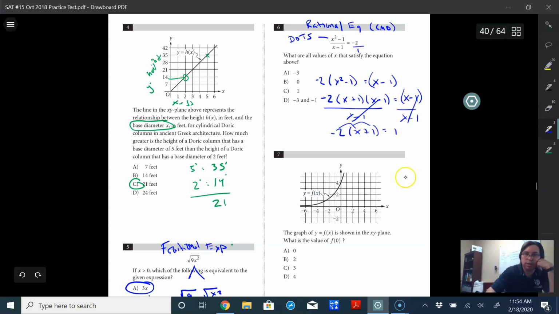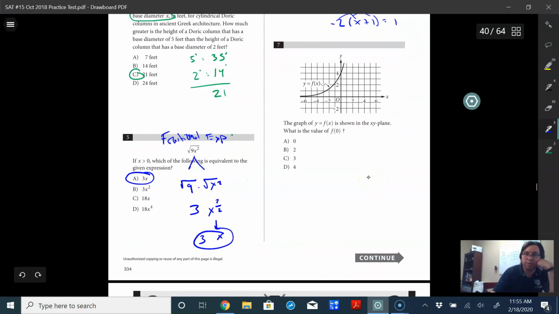All right, so number 7 here, we see that we have a function and we have a graph. It's a function graphing problem. And so what this one is asking of us is, the graph of y equals f of x is shown in the xy plane. What is the value of f of 0? Well, that's just telling me if x equals 0, then y equals what? So we can see here, y equals 4 when x equals 0.